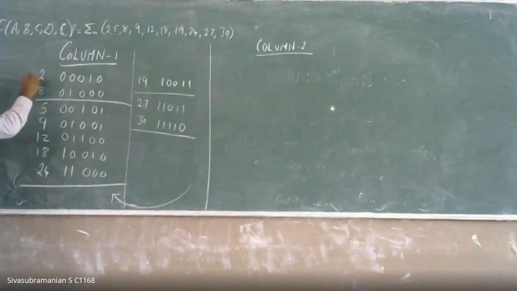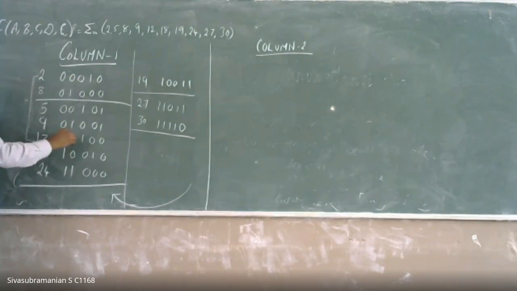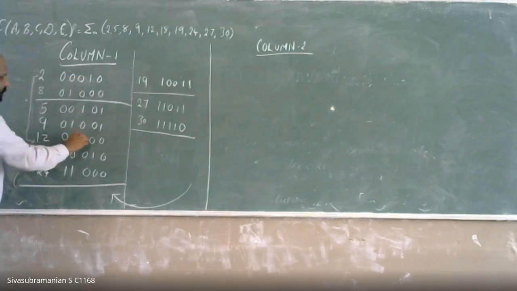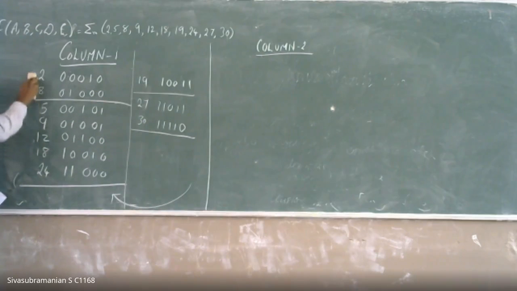Now, when we compare my 2 and 12. 0 and 0, no change. 0 and 1, change number 1. 0 and 1, change number 2. 1 and 0, change number 3. 0 and 0, no change. So there are 3 changes. Again, this doesn't hold good.